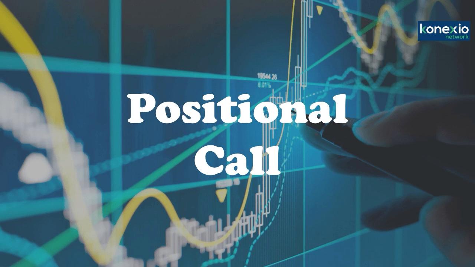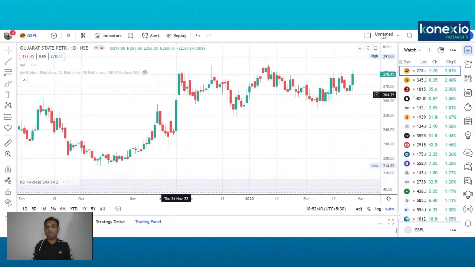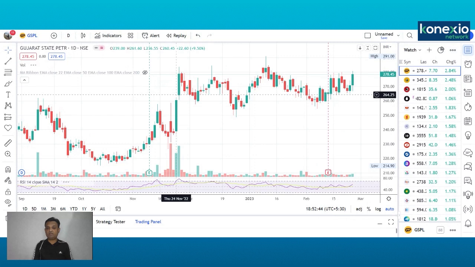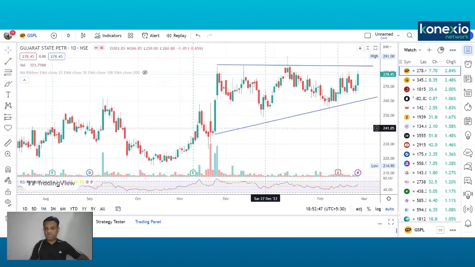I've identified one stock. The name of the stock is GSPL. The stock has been consolidating. It is on the verge of a breakout. The price volume action is very strong. You can see on the daily charts, the daily chart of GSPL.